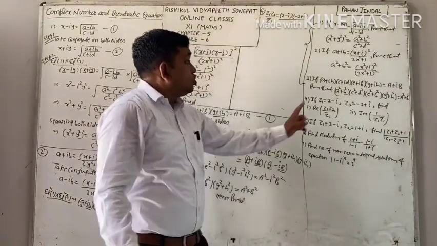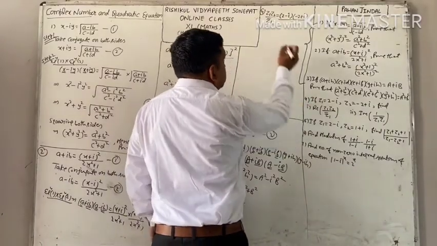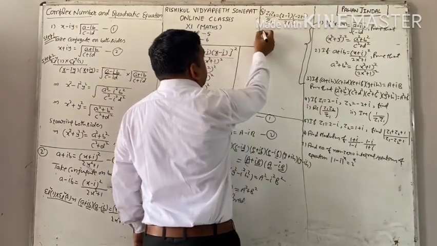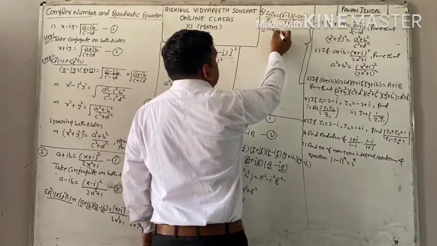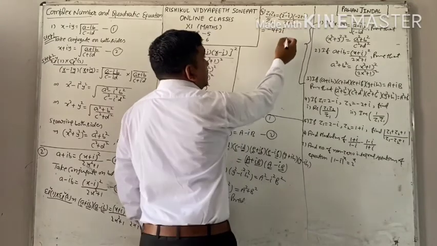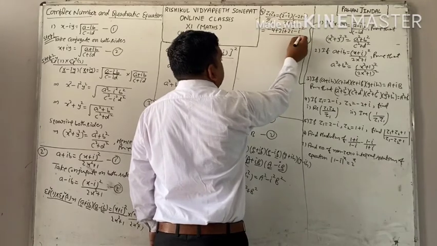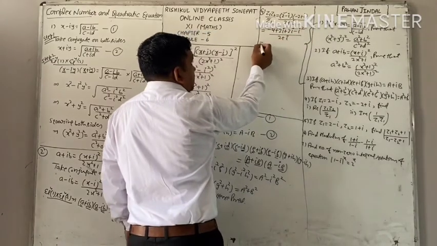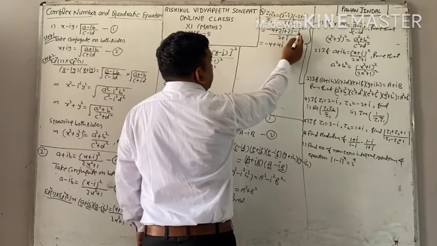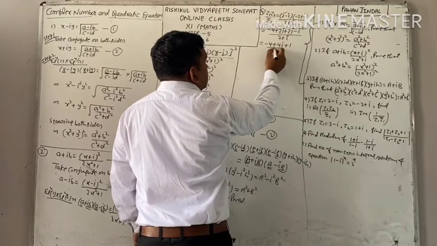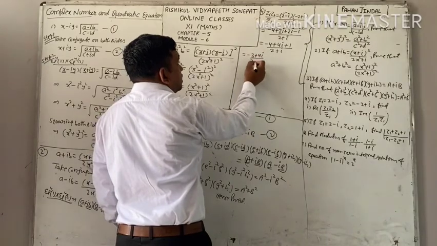z1 bar means conjugate of z1, and you can easily take conjugate of z1. This is your change the sign of imaginary part, 2 plus i. Now simplify this one. 2 into minus 2, minus 4 plus 2i minus i minus 2, this is your plus 2i minus i plus i, this is your minus i square divided by. You will get minus 4, 2i plus 2i, 4i. i square is minus 1, minus minus will become plus 1. You will get minus 3 plus 4i upon 2 plus i.